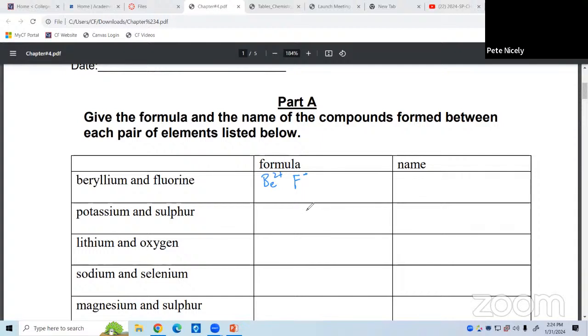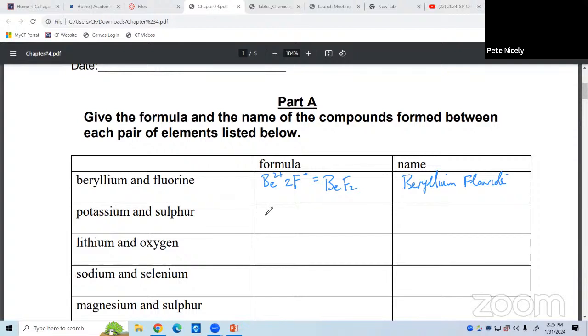So basically, we need to get the charges equal. So how do we achieve that in this case? We have a +2 here. We have a -1 here. So how do we achieve the charges canceling out? Times fluoride by 2. We multiply the fluoride by 2. So therefore, when you put this together, the final answer becomes BeF2. All right? So now we have to name it. So how would you name this compound? Beryllium fluoride. All right, very good.